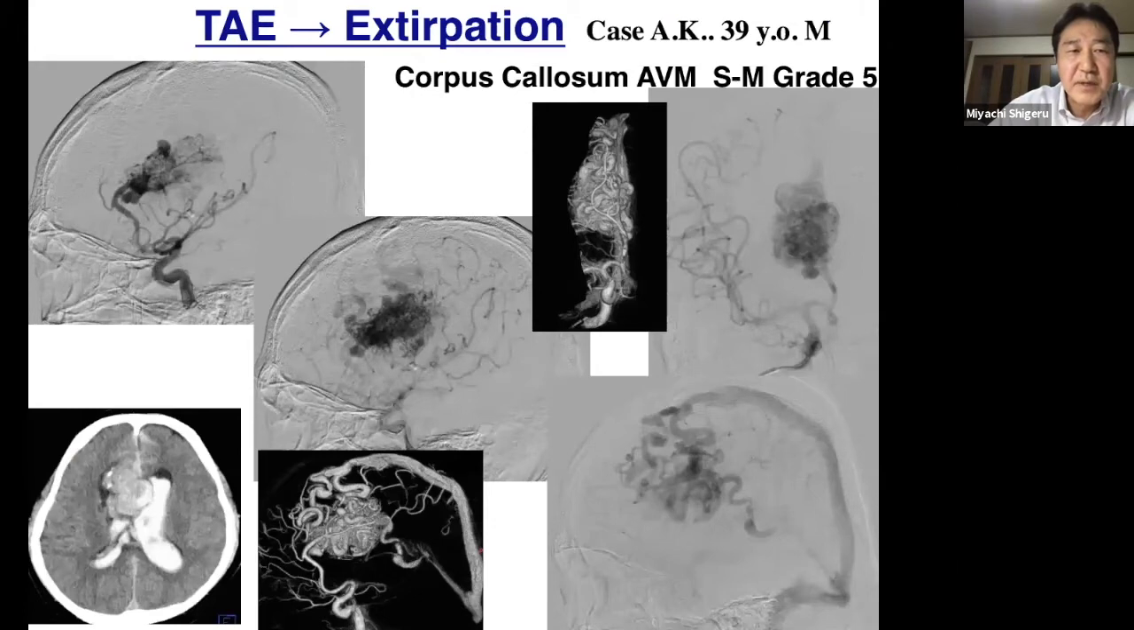This is another case, a big corpus callosum AVM, also with an intraventricular hemorrhage, in a young male. You may know Dr. Tanigawa, who works in Sapporo. He is a very famous vascular neurosurgeon, and he requested me to embolize as much as possible just before the day of operation, as he wanted to operate as soon as possible. This was a very big and very difficult request.